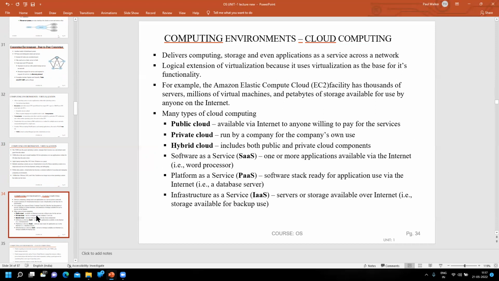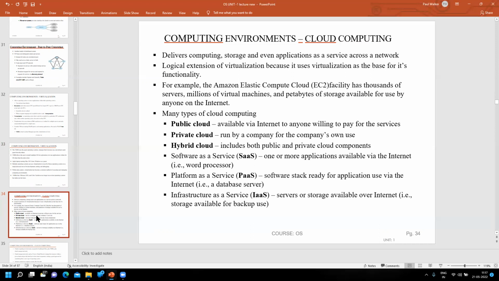Based upon this, cloud computing is classified into three categories: public cloud, private cloud, and hybrid cloud. Public cloud is available via the internet to anyone who is willing to pay and use the services. Private cloud is owned by a company. Hybrid cloud includes both public and private cloud components.